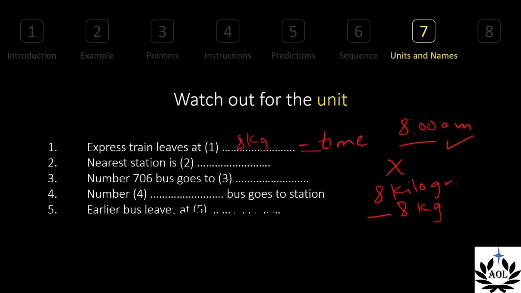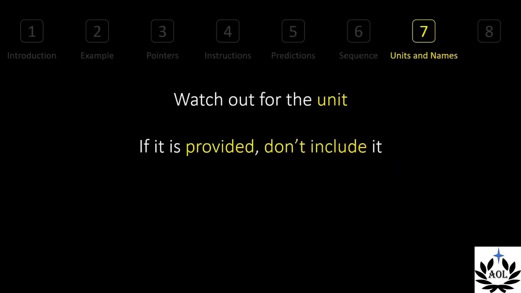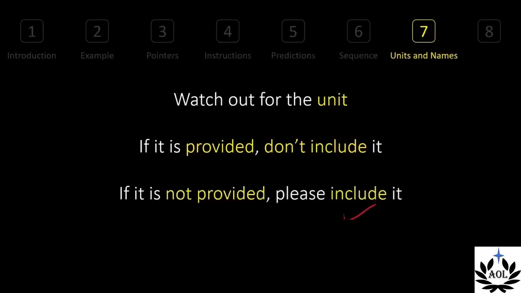Another example. They are saying it's gonna cost you $21. So if you don't write it like this or use the word dollars, then it's incorrect. So the rule is, if the unit is provided in the question or after the blank, you don't include it. If it is not provided, you do include it.